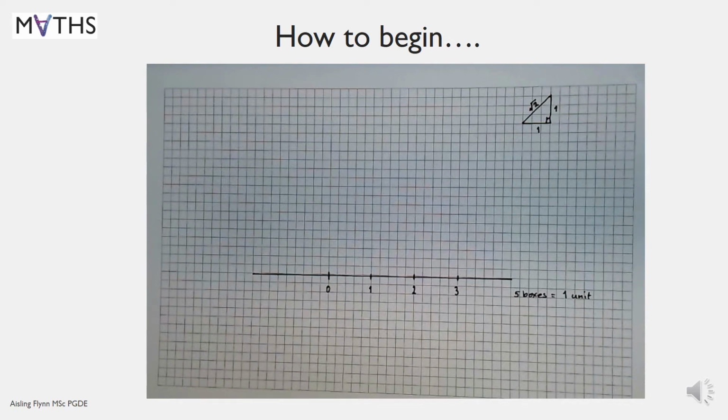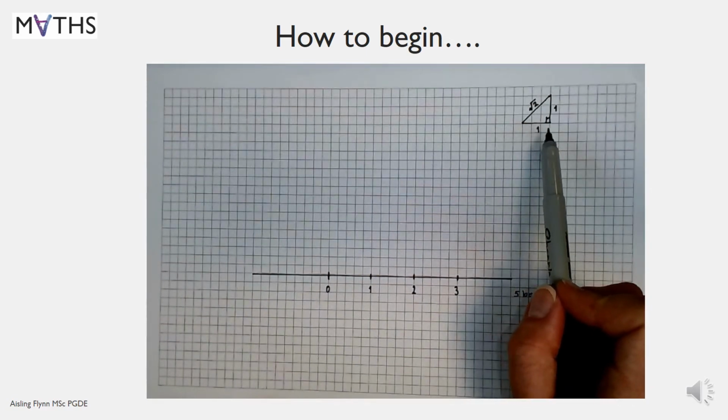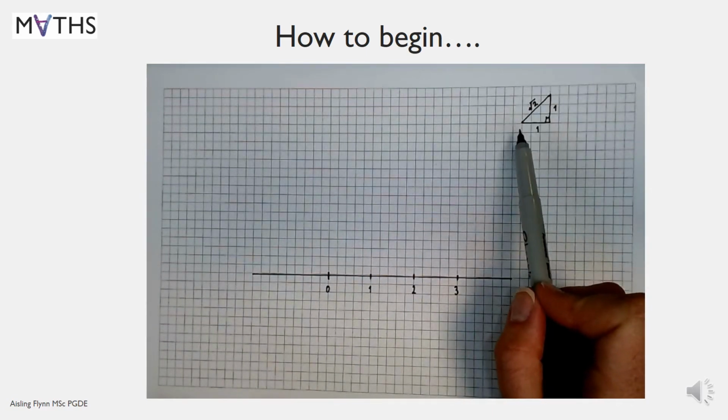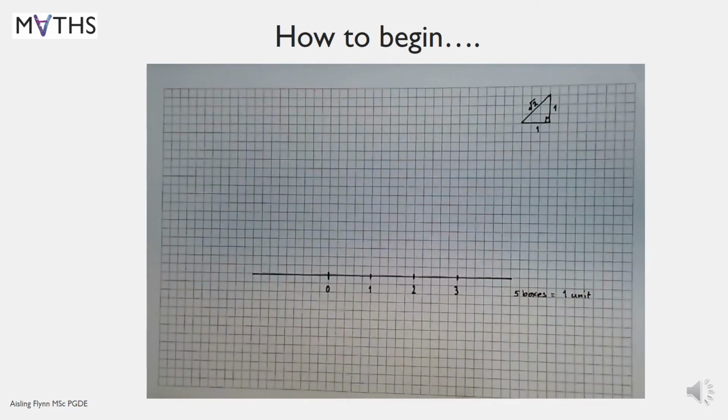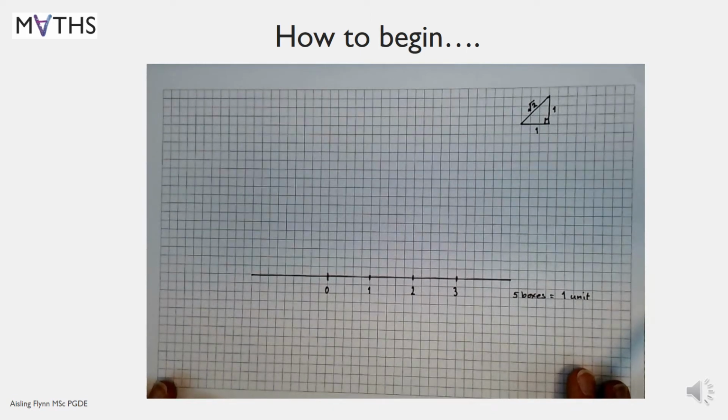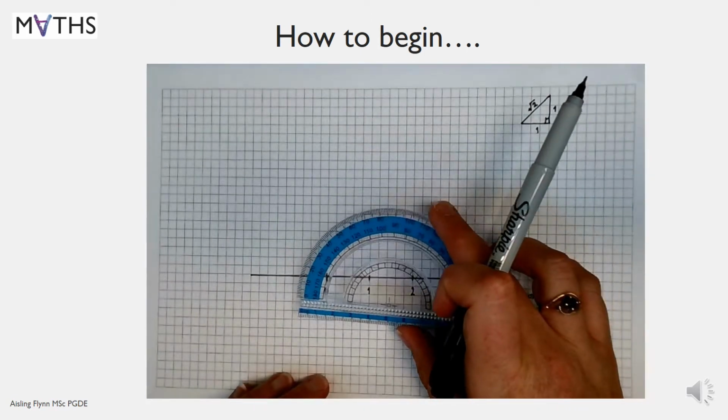Now, where to begin? We start with a right angle triangle with sides 1 and 1, which gives a hypotenuse of root 2 by Pythagoras' theorem. Then construct a number line nicely spaced from about 0 up to 3.